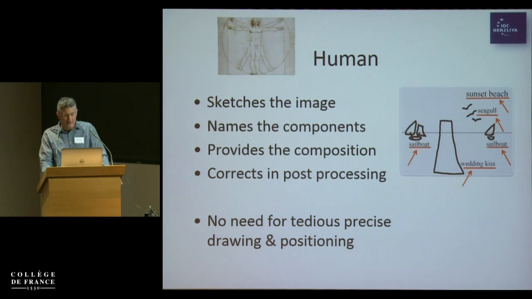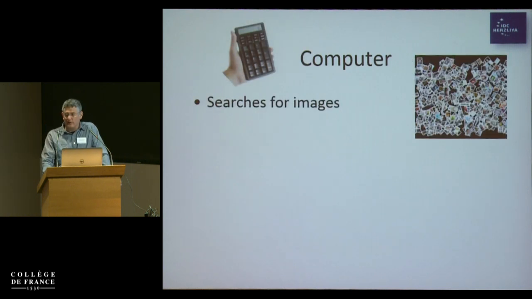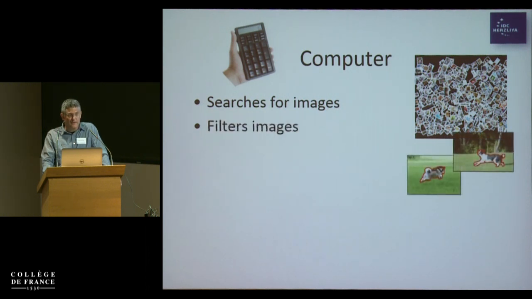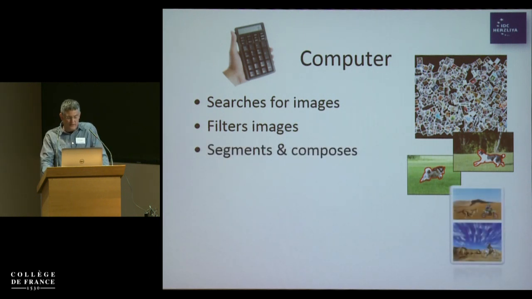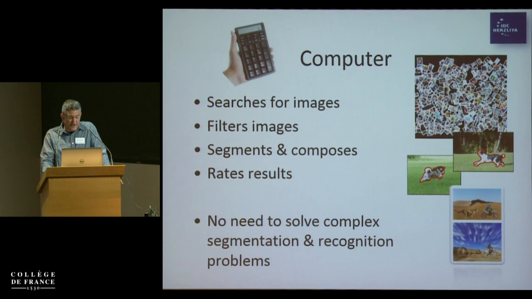So that's the human part. The computer part in this case is, first of all, search for the images. That's easy to do for computers. Filtering them out. And again, this is an algorithmic step that we run behind the scene. Segmenting the images that are simple now, and then compositing them back together in a photorealistic manner. And again, there are various works that do all these types of things. The important thing here is that the computer does not need to solve any complex segmentation or recognition problem because of the input that was produced by the user.